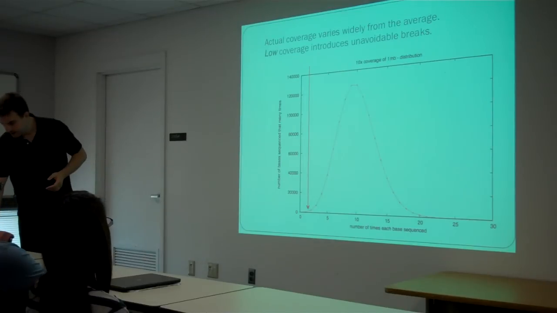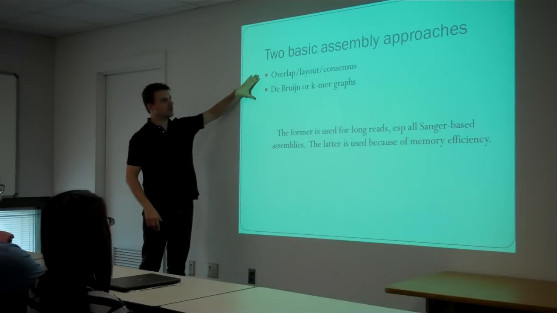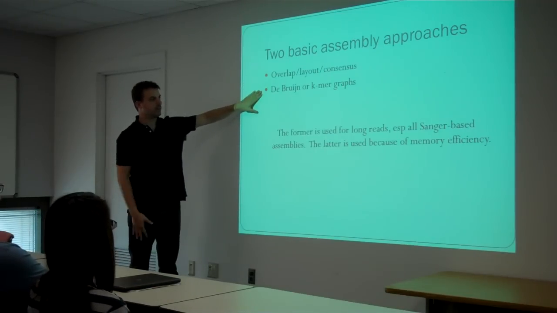So I've already talked about that. And so there are two basic assembly approaches. One is an overlap layout consensus approach, and the other is de Bruijn graphs, or k-mer graphs.